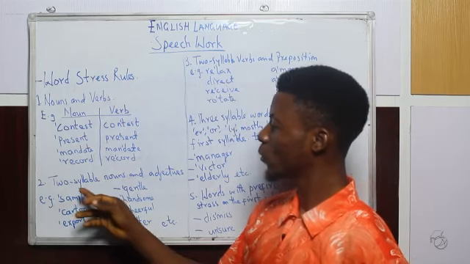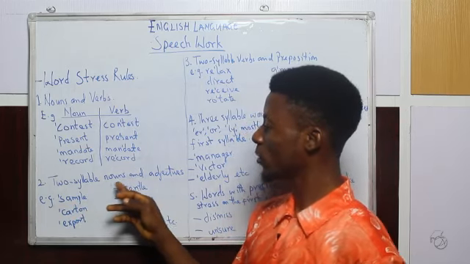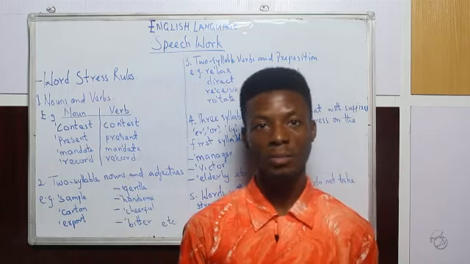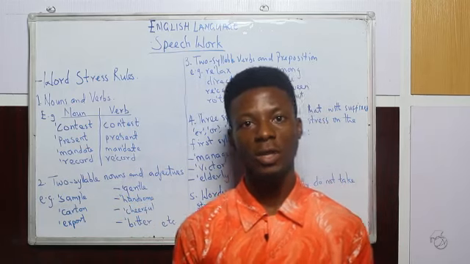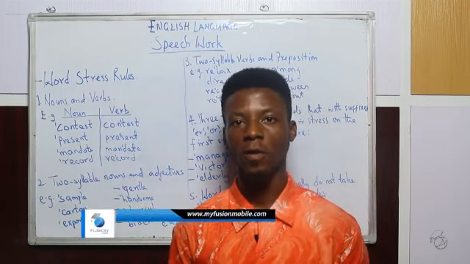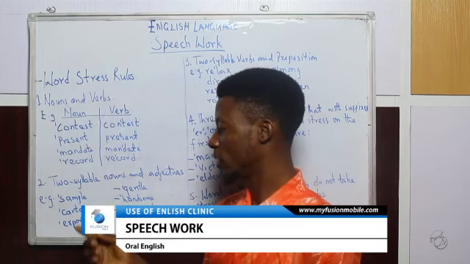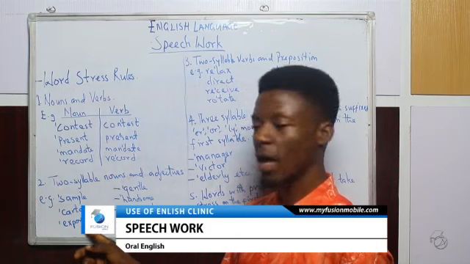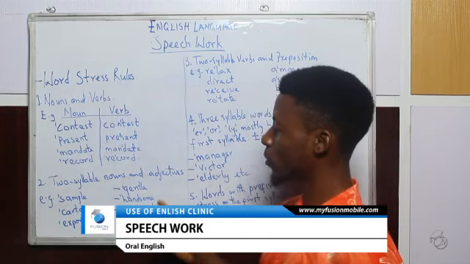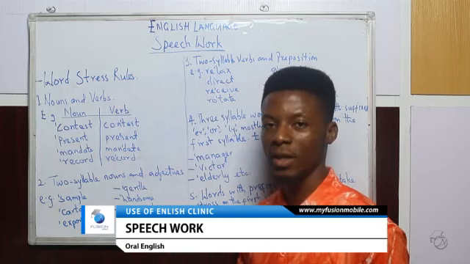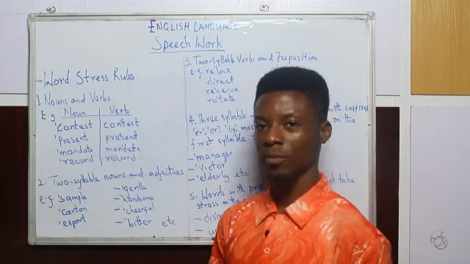The second rule says two syllable nouns and adjectives. In words that are two syllable nouns and adjectives, the stress falls on the first syllable. Examples are sample, carton, export, gentle, anthem, cheerful, bitter, etc.